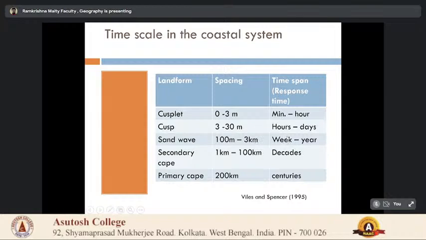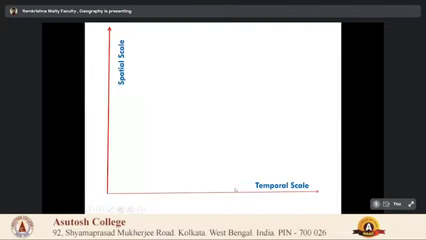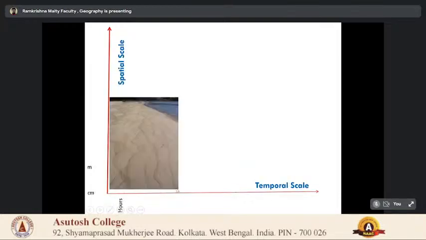And it takes weeks or years to develop and redevelop. Then secondary cape, 1 kilometer to 100 kilometers spacing it has, and it takes decades of time for its creation and destructions. Primary cape, at least 200 kilometers apart, and they take centuries, a long time period for their creations and destructions. So it would be clear for you.